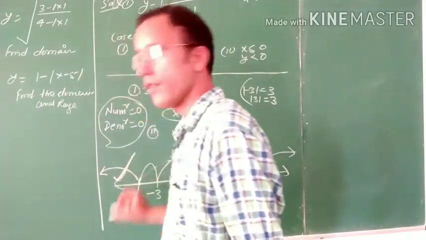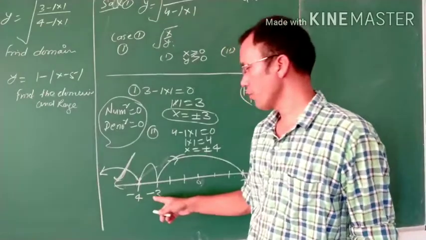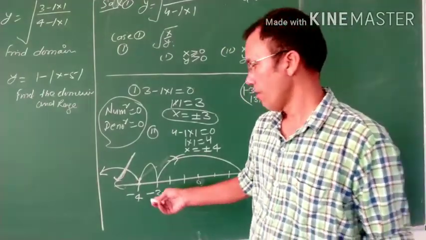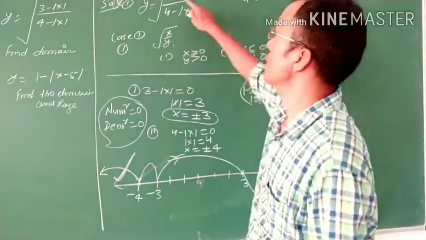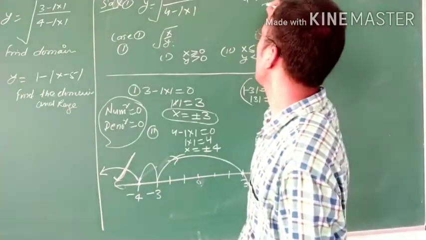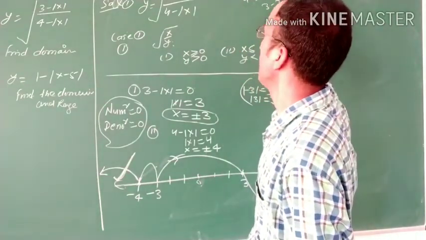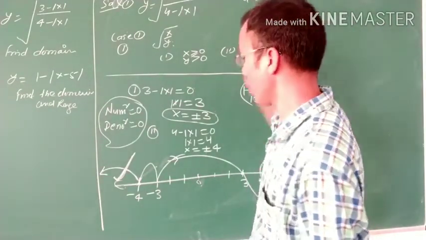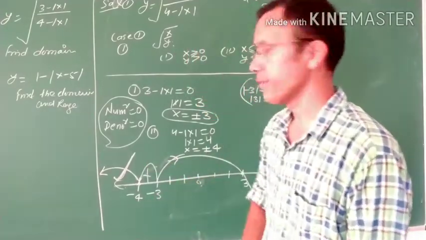Right, this is correct. Now check minus 4 to minus 3, say minus 3.5. Check: 3 minus 3.5 and 4 minus 3.5. No, this is not correct. That is negative.